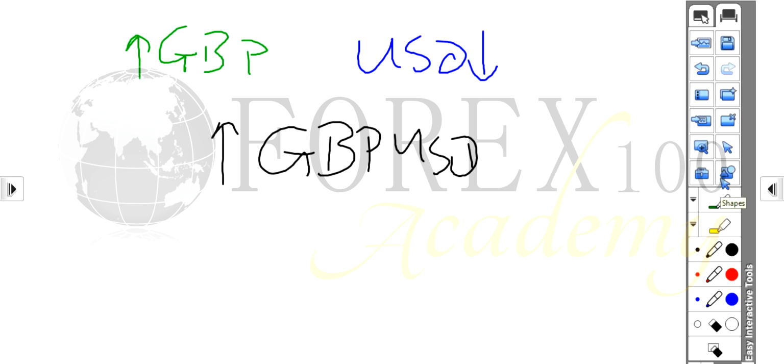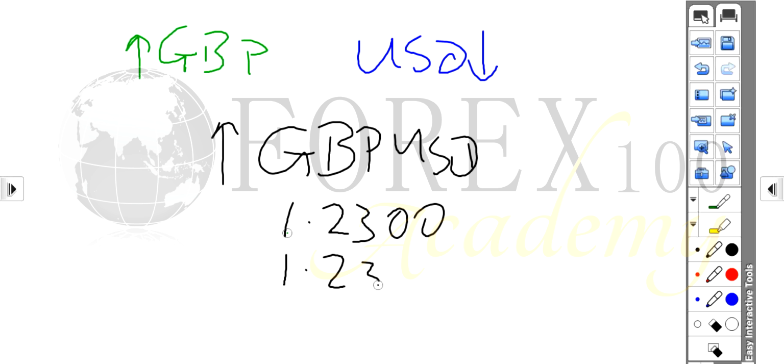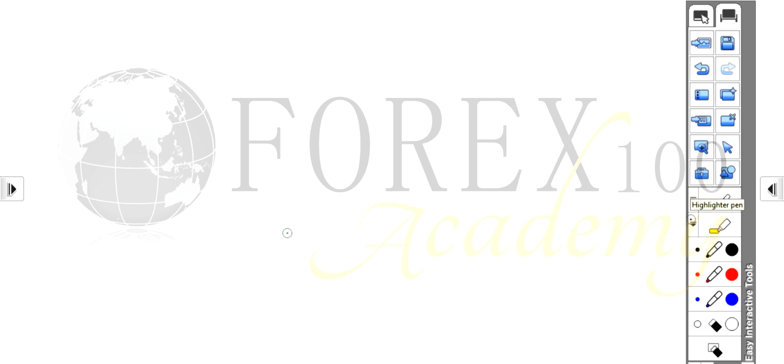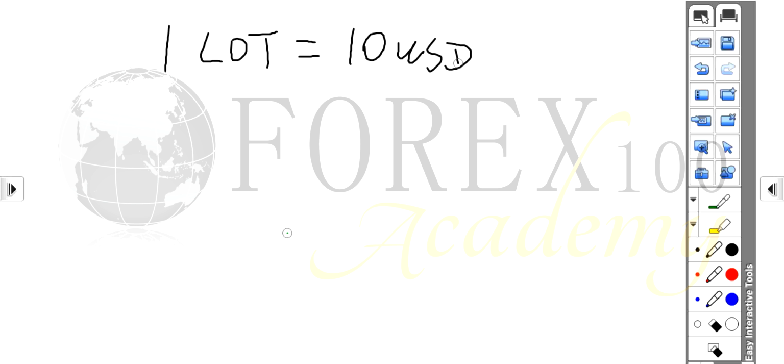Okay, so let me just go back to this. A currency movement, let's say for pound dollar, take for example 1.2300. When it moved to 1.2301, the fourth decimal place movement is considered as one pip movement. And in forex trading, a standard contract, we call it one lot trading, will equal 10 USD per pip movement.